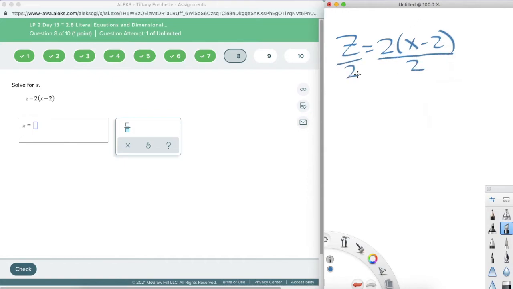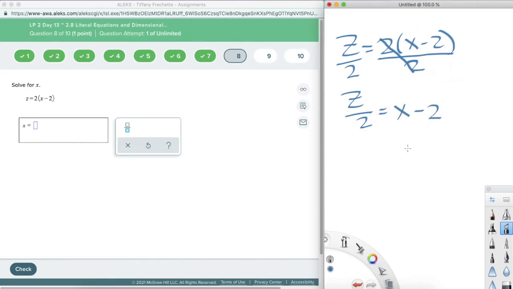So this is a 2. See, my 2's and my z's look a lot alike. That's why I cross my z's, so you know that they're z's and not 2's. So we have z divided by 2. I can't really do anything about that. We're just going to leave it. Z divided by 2 equals, well, 2 divided by 2 cancels out. So I just have x minus 2.